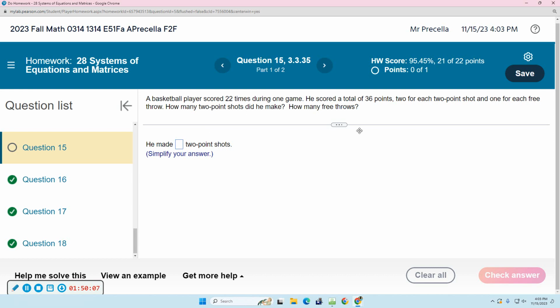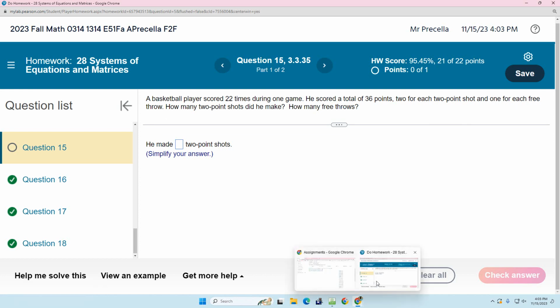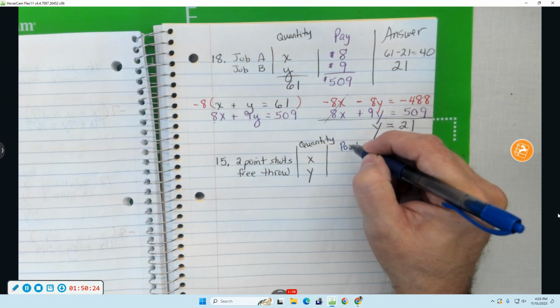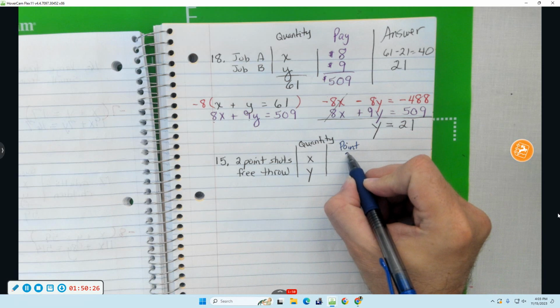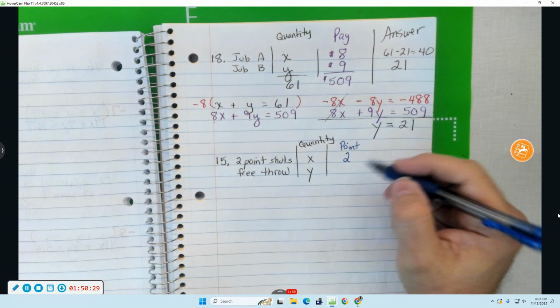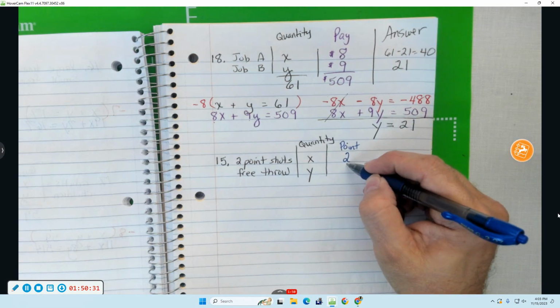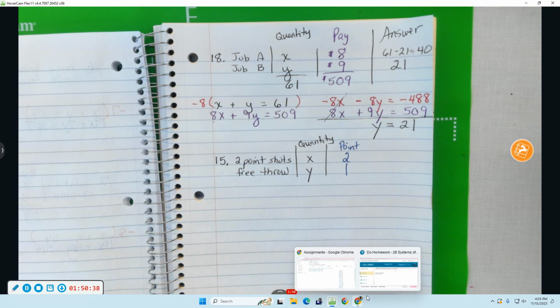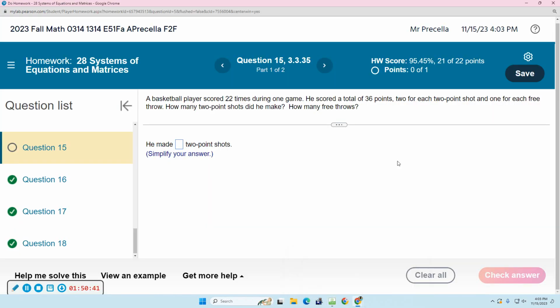Let's see. For each 2-point shot, he scored 2 points. For each free throw, he only scored 1 point. So instead of a pay column, maybe a points column. So the 2-point throws, he earned 2 points for the team. The free throws, he earned 1 point for the team. Now let's look at the problem and figure out the totals.